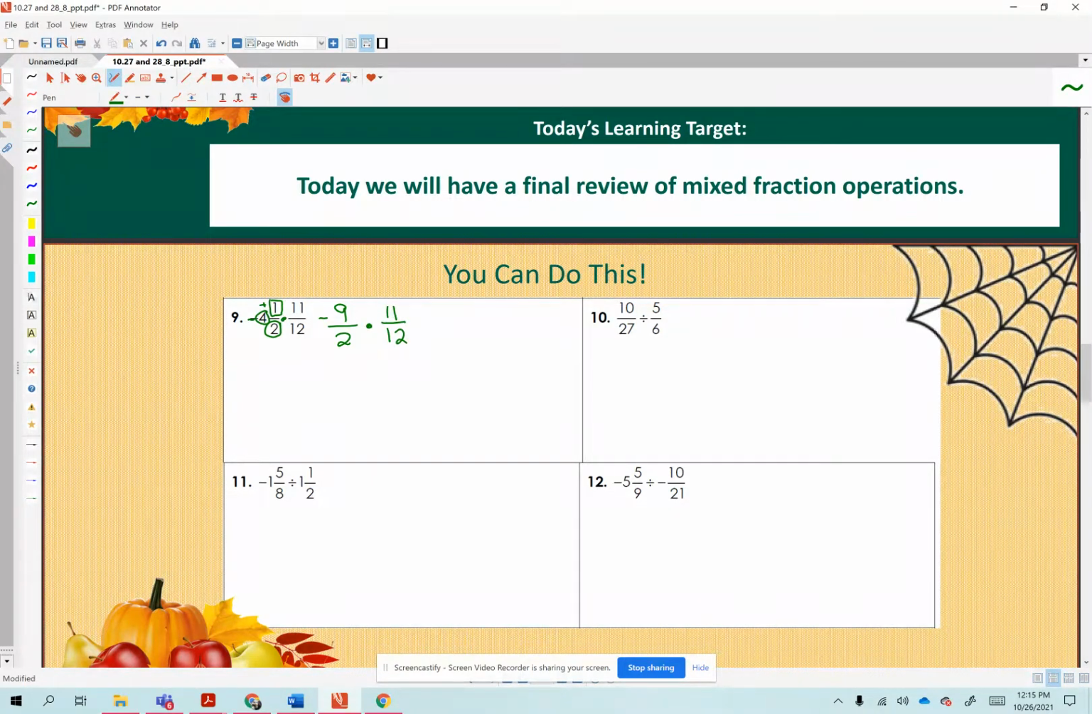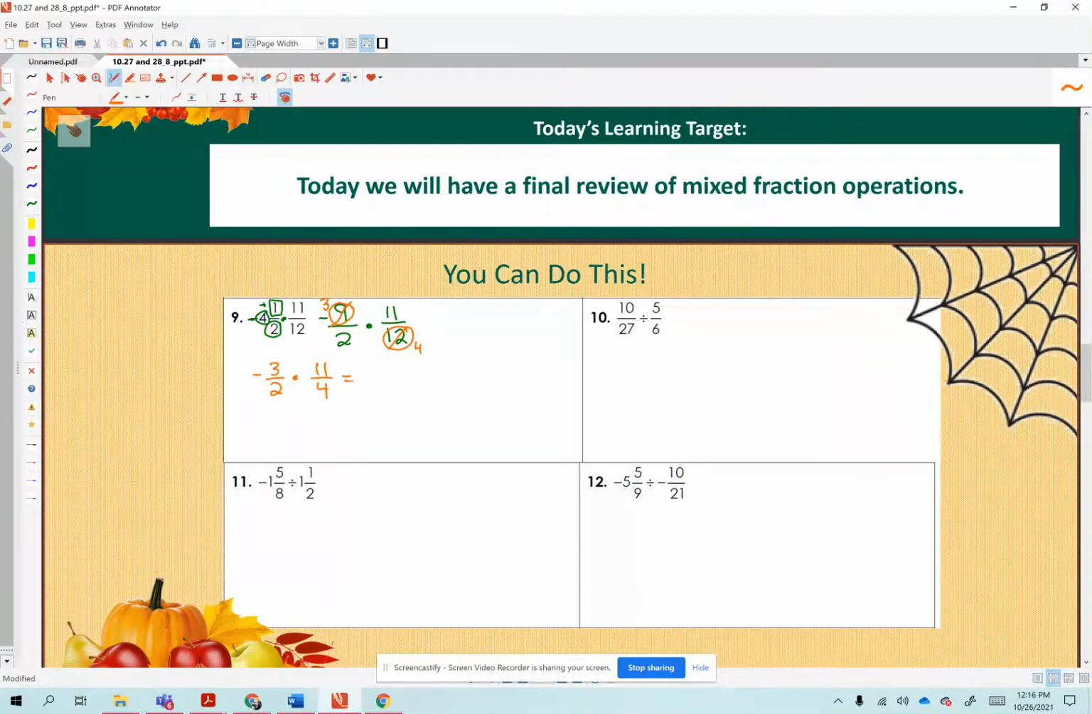Now I have that 2 and 11, and there's no opportunity there to simplify that. There are no common factors. But the 9 and the 12 are both multiples of 3. So I can divide those by 3. 12 divided by 3 is 4. 9 divided by 3 is 3. So I can rewrite these as negative 3 over 2 for the first fraction and 11 over 4 for the second fraction.